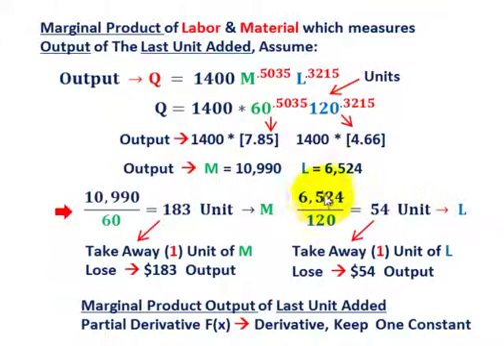The quantities I'm showing here are for the total output, but on a unit basis, it's $54 per unit for labor. So you take away 1 unit of labor, and again, you're going to lose $54 in output. Okay, so basically that's what you're looking at for marginal product.